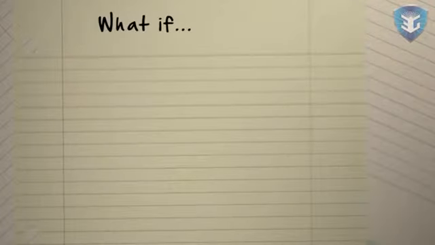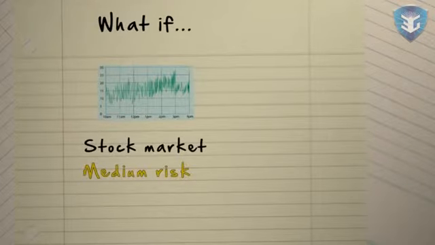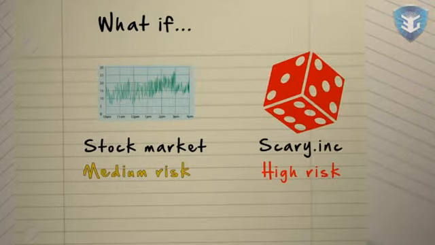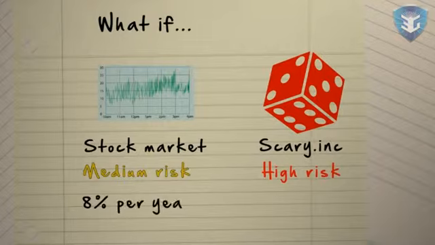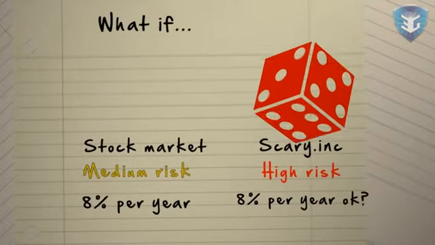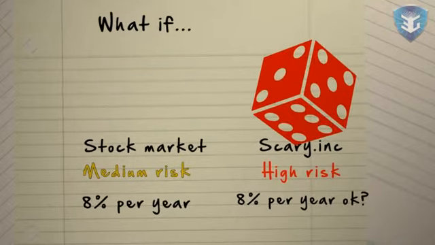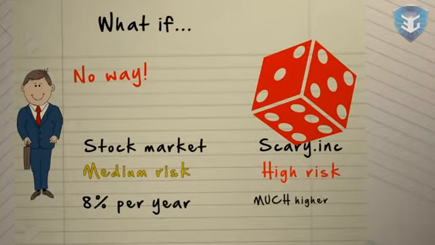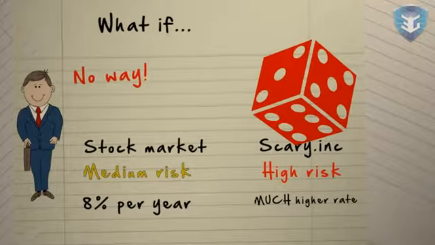Now what if Bob also has some money invested in the general stock market, which is kinda risky, but not as risky as your scary company, and he earns an average profit of 8% per year? Can you offer Bob also 8% to convince him to sell his stock market portfolio and invest in your company instead? Again, no way! If your company is riskier and scarier than the general stock market, then you would have to offer Bob an average return much higher than 8% to reward Bob for his higher risk.